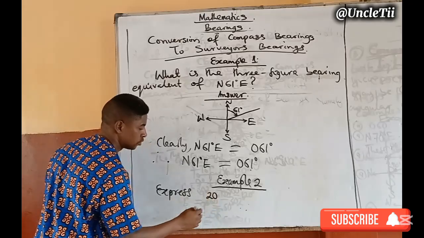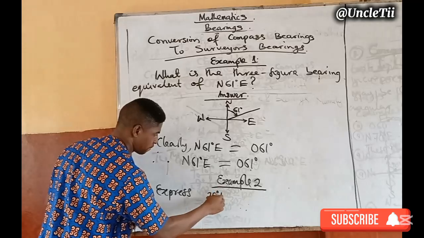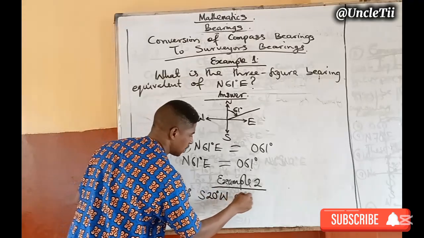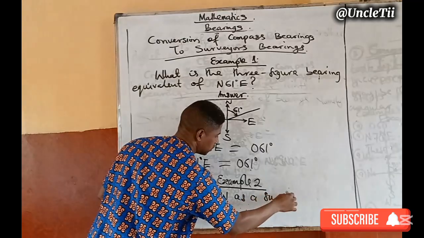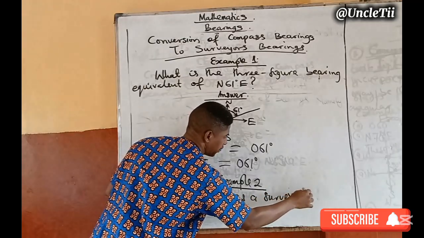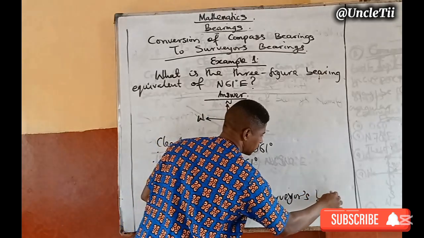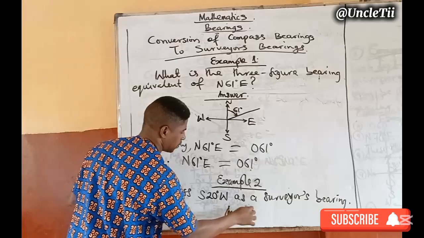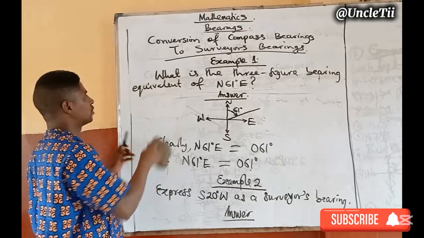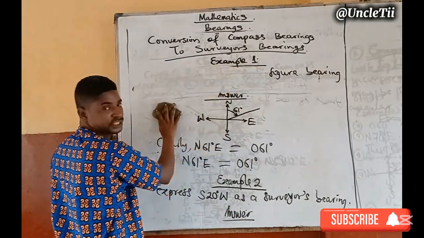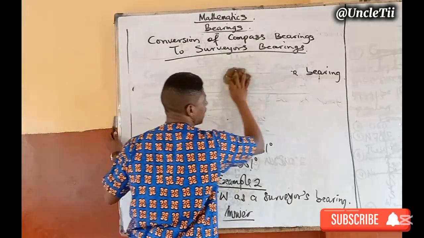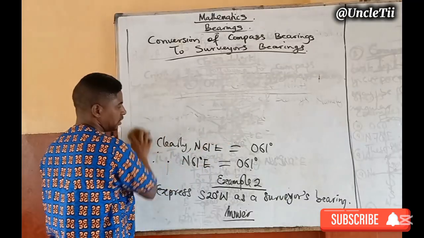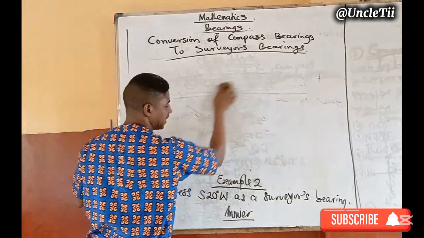Express 20 degrees west of south as a surveyor's bearing. Here's our answer. Don't forget that we are basically going through the same process. First, illustrate the given bearing in a diagram.